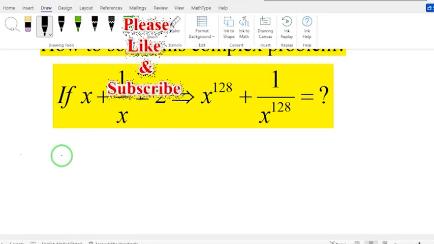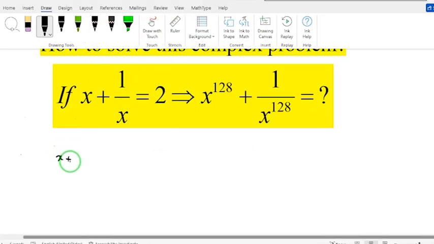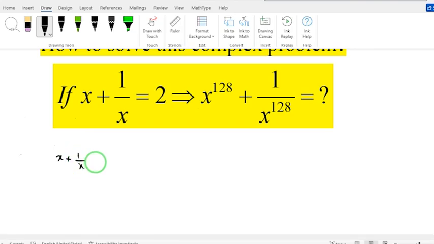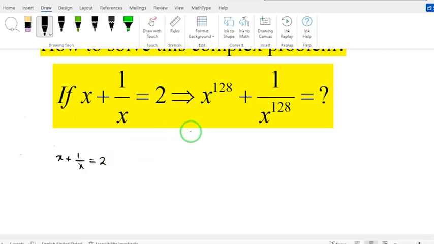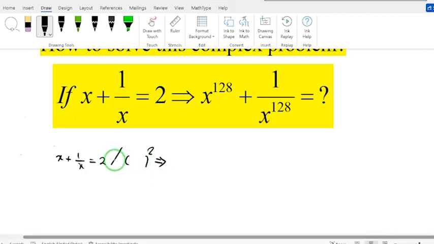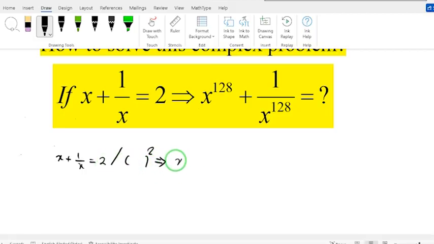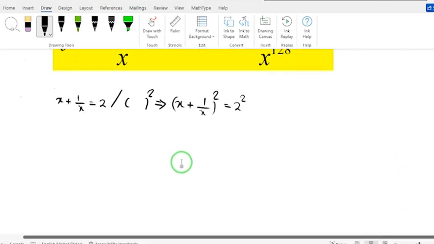Okay, we can write here x plus 1 over x equal to 2. We cannot raise it to the power of 128 directly. First, we square both sides of the equation. Here we can write (x plus 1 over x) squared equal to 2 squared. Then the left side of the equation is an identity, a complete square.